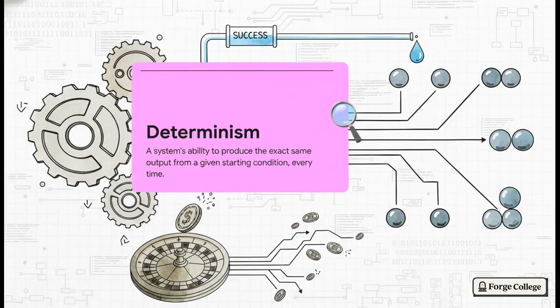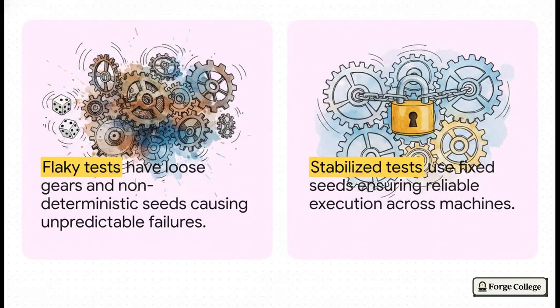Now, if you're a bit new to the concept, here is determinism in a nutshell. It's a system's ability to produce the exact same output from a given starting condition every single time. To cure the dreaded "it works on my machine" developer curse, achieving determinism isn't just nice to have, it's mandatory. If your test suite essentially flips a coin to decide whether it passes or fails, well, that's not a test suite, that's a casino. Let's compare the two.